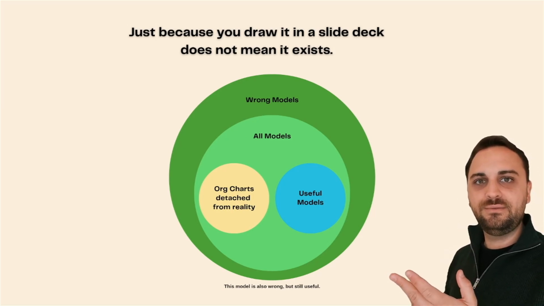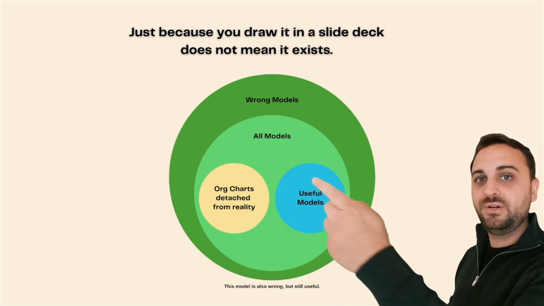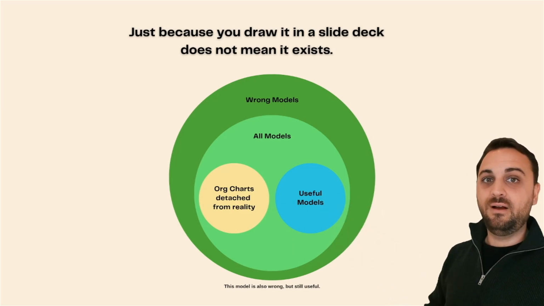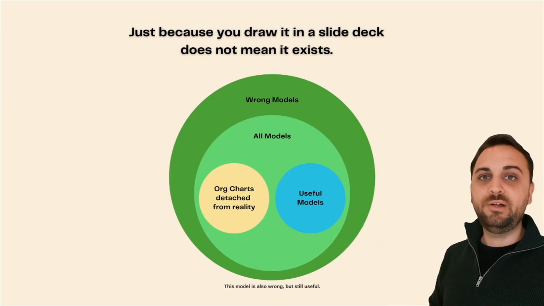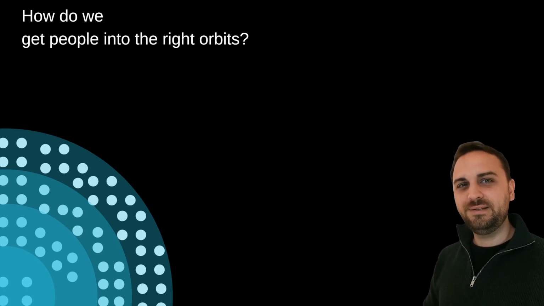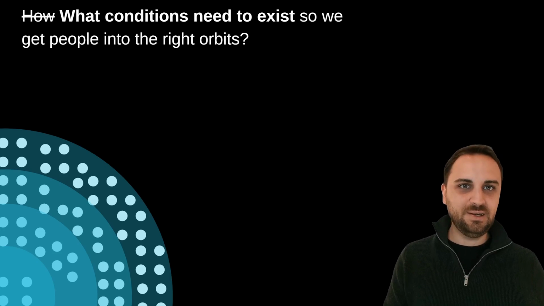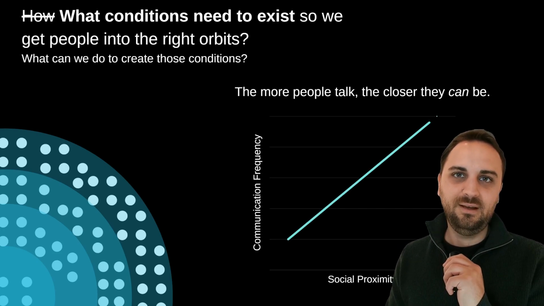So we have all models. All models are wrong. Some models are useful, even though they're wrong. And then org charts that are detached from reality are not in the same subgroup of useful models. So let's go back and think about that question. How do we get people into the right orbits? Sorry, better question. What conditions need to exist so we get people into the right orbits?